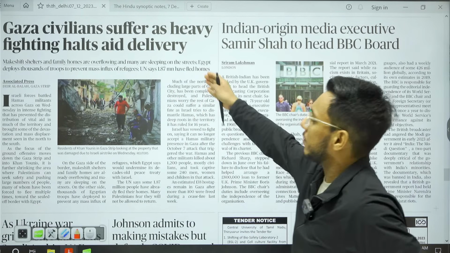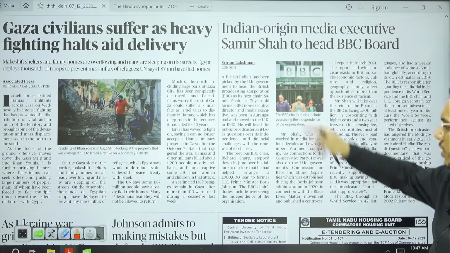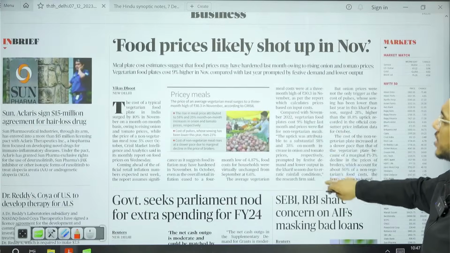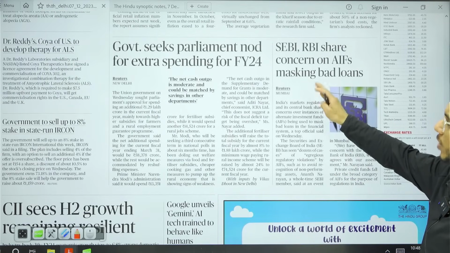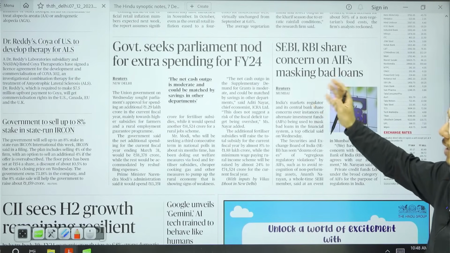Okay, so civilians suffer heavy losses. Then guys, further moving on in this particular direction, we come to the business page. Food price is likely to shoot up in November. Government seeks parliament nod for extra spending in financial year 24.